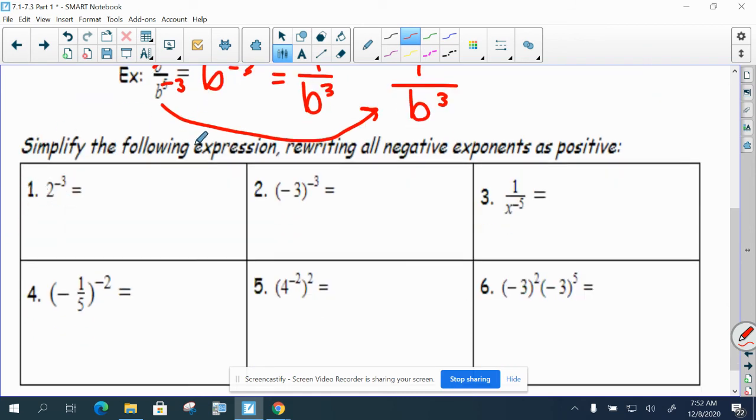All right, so we're going to simplify the expressions, rewriting all negative exponents as positive. So 2 to the negative third, we're going to just flip it, so 1 over 2 to the third. And you'll just leave your answer like that.